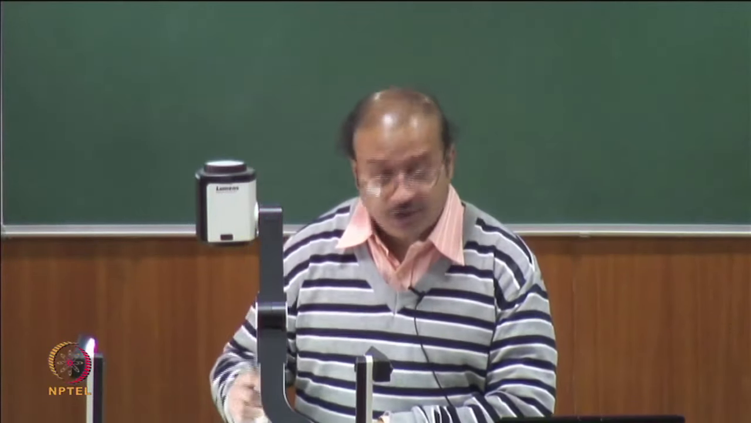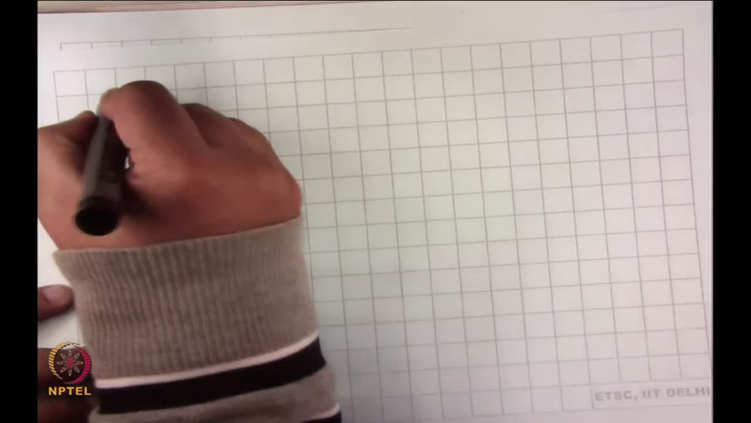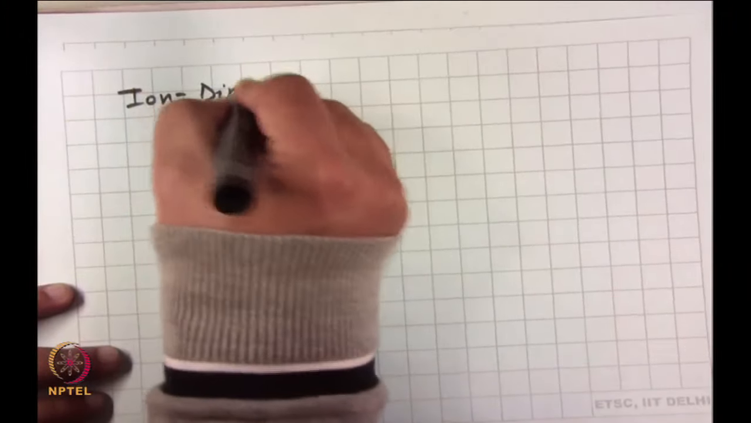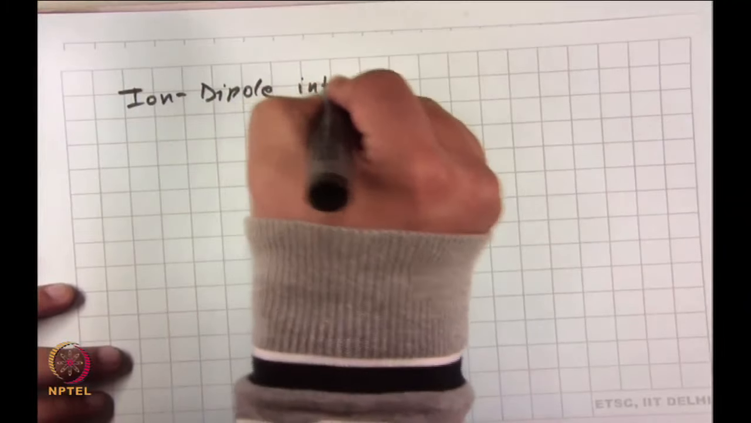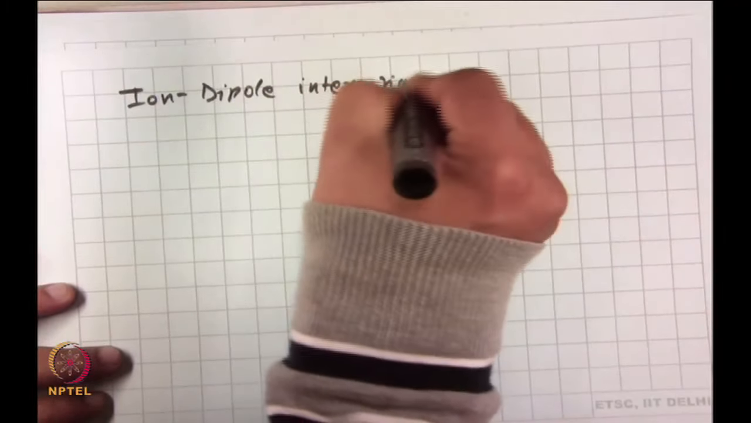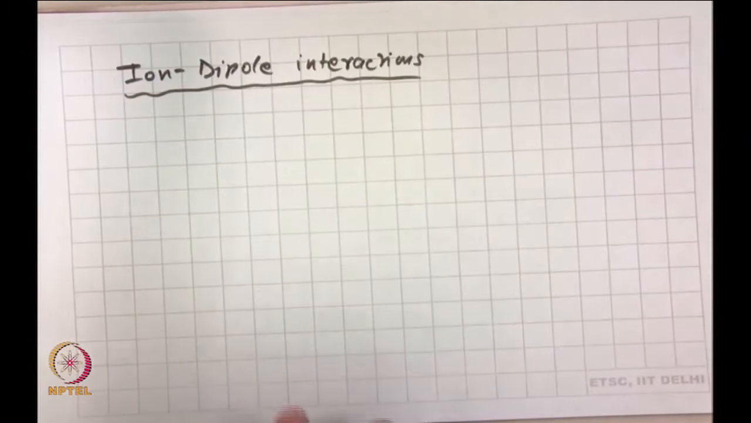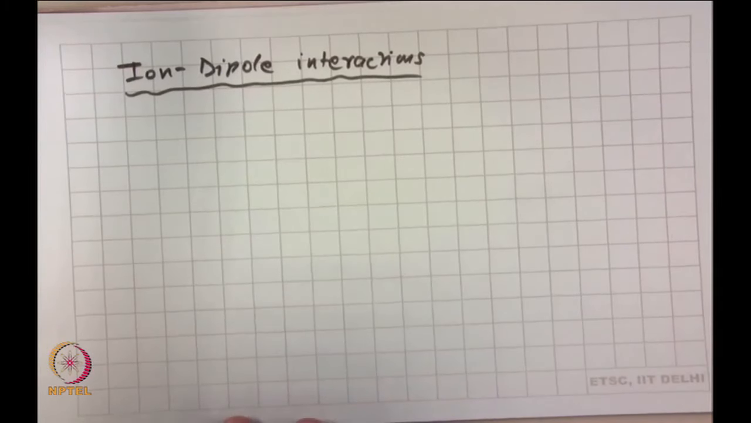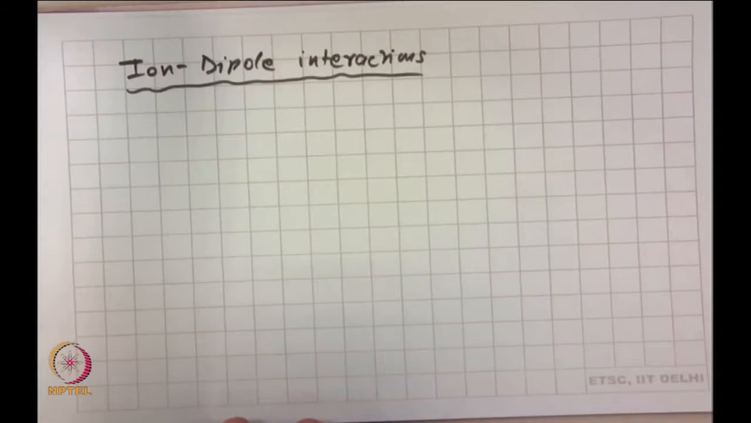Let us try looking at something else. What we are now going to look at is ion-dipole interactions. So, as I said at the start of the class, we are essentially talking about charges. Now, we are talking about a charge and a dipole, but before we actually try deriving expressions for these, let us look at what a dipole means.